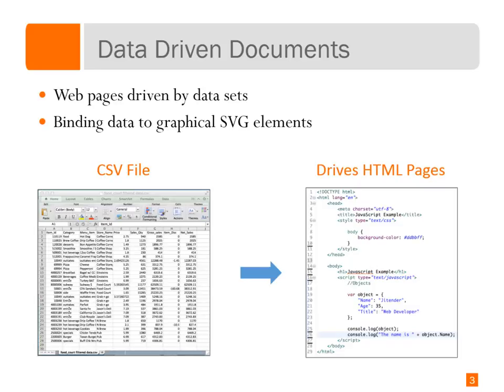So D3 is a process of binding data to graphical SVG elements or shapes. If you recall, the SVG library is our shape library. What D3 does is provide a set of instructions that allows us to pick up a data file and then draw the shapes that exist in the SVG library. So it helps us basically.